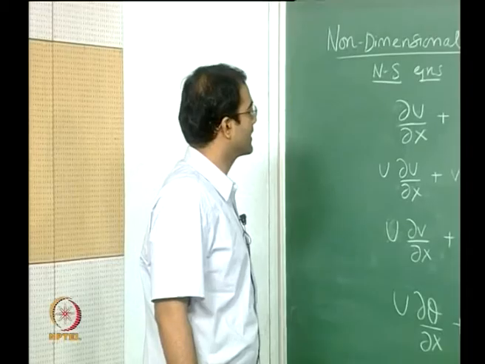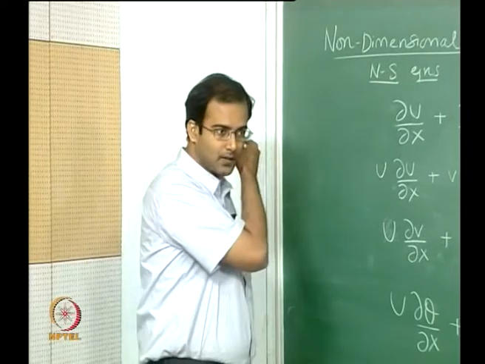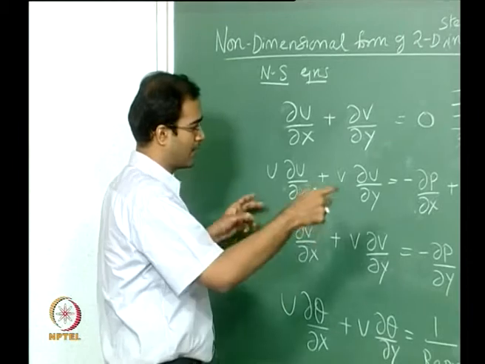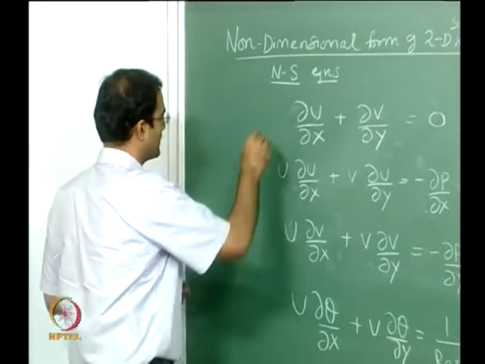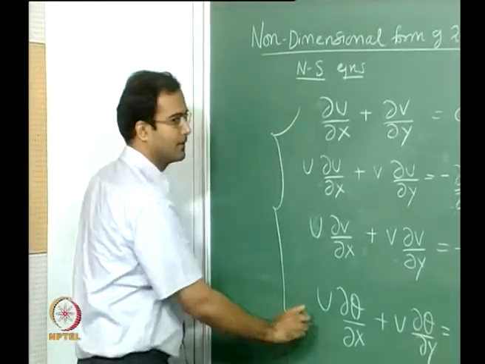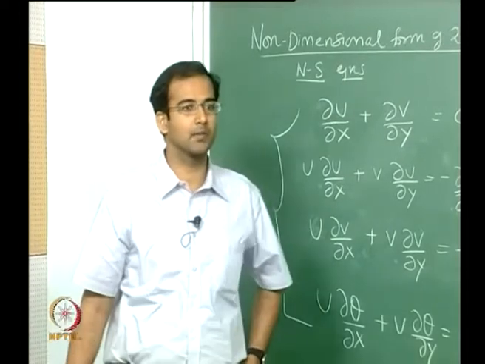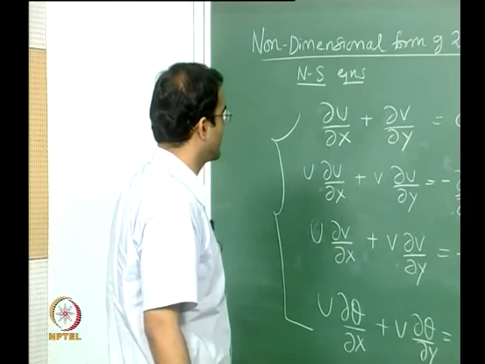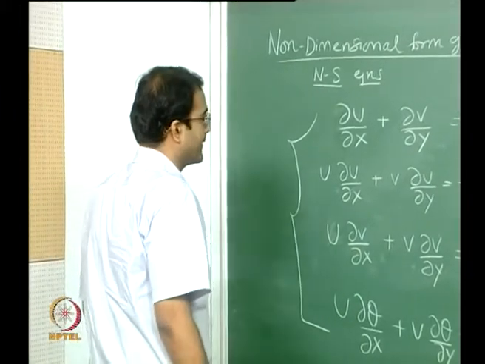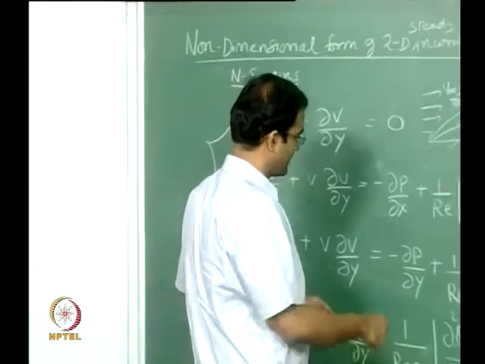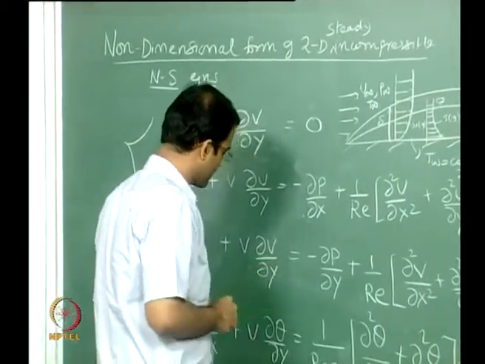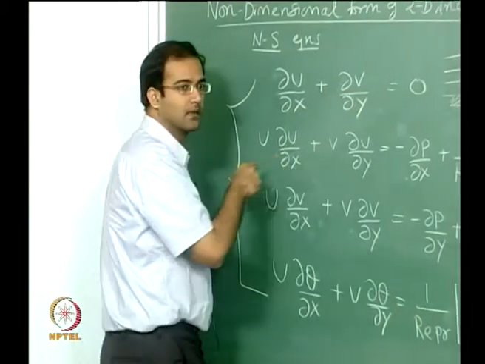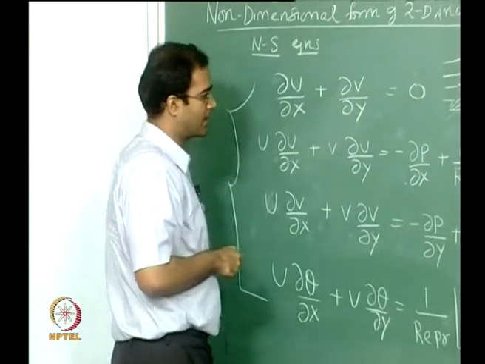You can plug it into the steady state two-dimensional incompressible dimensional Navier-Stokes, and finally you end up getting this set of non-dimensional steady state incompressible Navier-Stokes equations for two dimensions. So now this is how your non-dimensional numbers come out. Okay, so all these are capital letters, which means they are non-dimensional. Okay, U, V, X, Y, capital P.